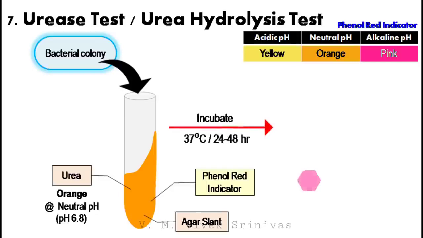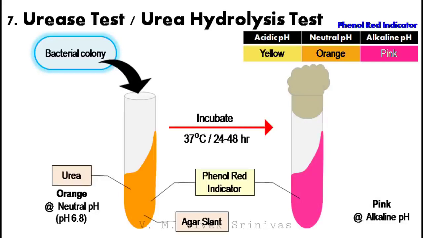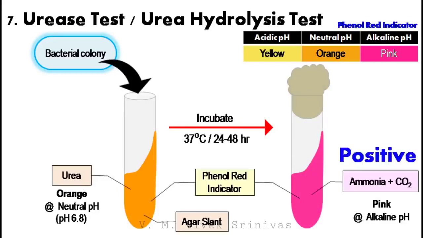Following incubation, if the agar slant turns to the pink, which indicates the test is positive due to the changes in the pH to alkaline because of the yield of the ammonia and the carbon dioxide as the byproduct. This phenol red indicator, at alkaline pH, appears as the pink. The example, the Staphylococcus, bacterial organism, positive for the urease test.